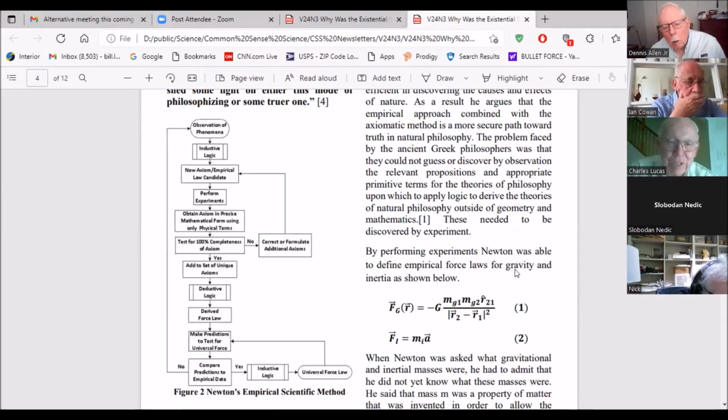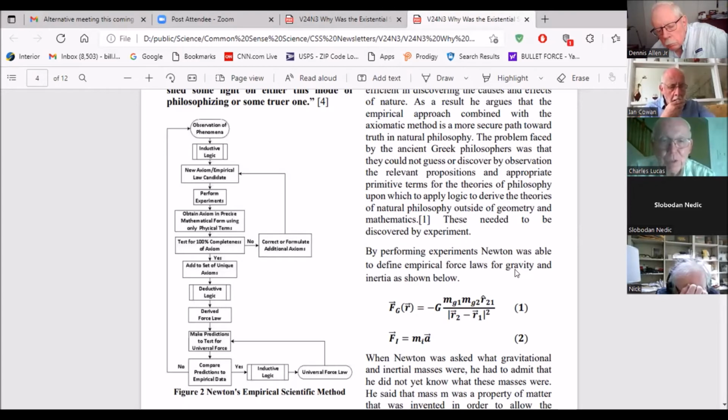And you also see at the bottom on the right-hand side, you're using logic to determine if you have found a universal force law. And it wasn't easy to do that, but he showed that by doing experiments, you can find more laws in physics, and you can see if there are universal force laws.